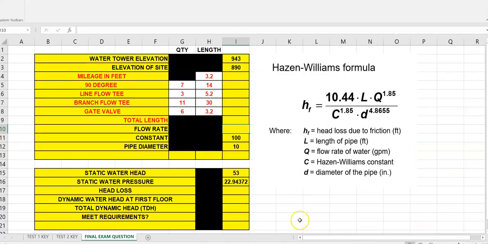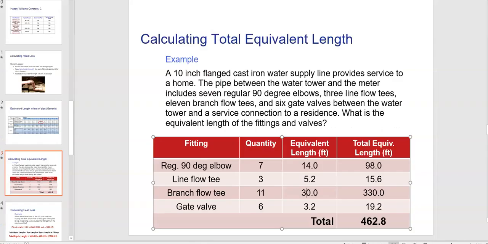We're going to go back to our spreadsheet, and we're going to do a little bit of math. You can ignore this 3.2 up here for now. Notice that I've put the quantity next to the equivalent length. So I'm going to hit equals, and I'm going to tap on the 7, and I'm going to go times, and I'm going to go to 14. And I'm going to hit enter. And that gives us an equivalent full length of pipe of 98. If I go back here, you'll see the 98 over here on the side.